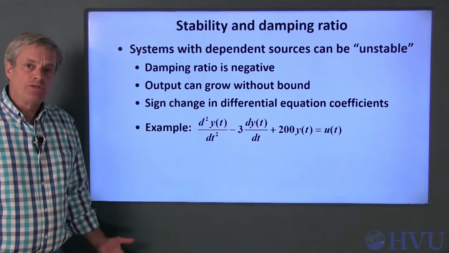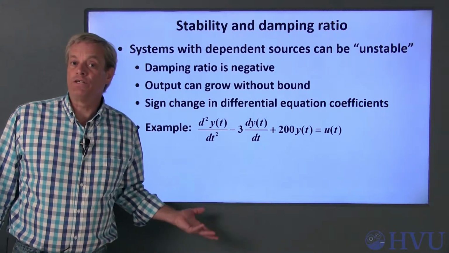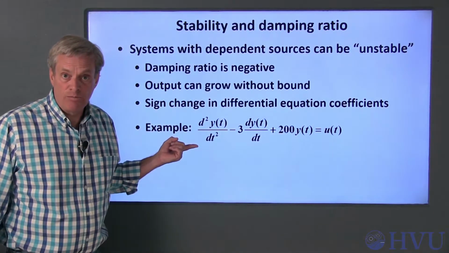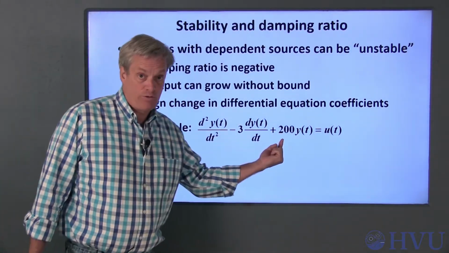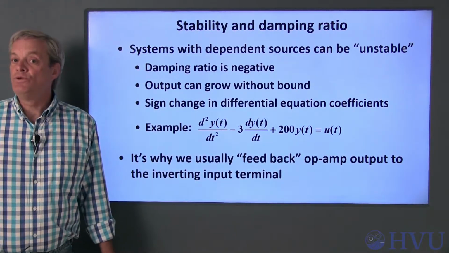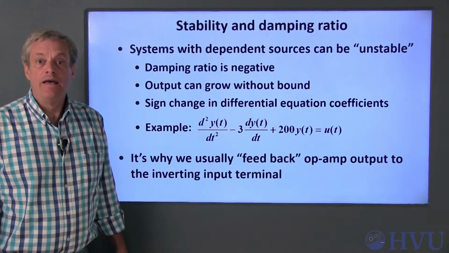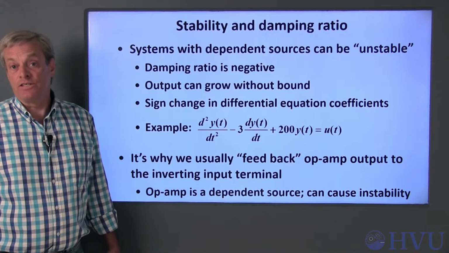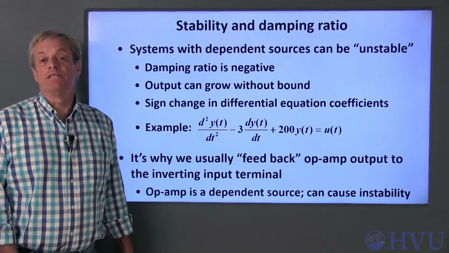If the damping ratio is negative, there will be a sign change in the differential equation coefficients. For example, this differential equation will have an unstable response. There's a sign change between the second term and the other two terms. As an aside, instability is why we usually feed back the op-amp output to the negative input terminal. If we feed back to the positive terminal, the energy added by the dependent source, which is the op-amp, tends to cause the system to become unstable.